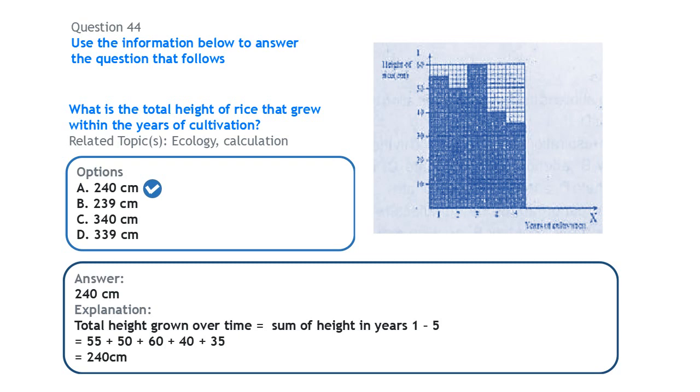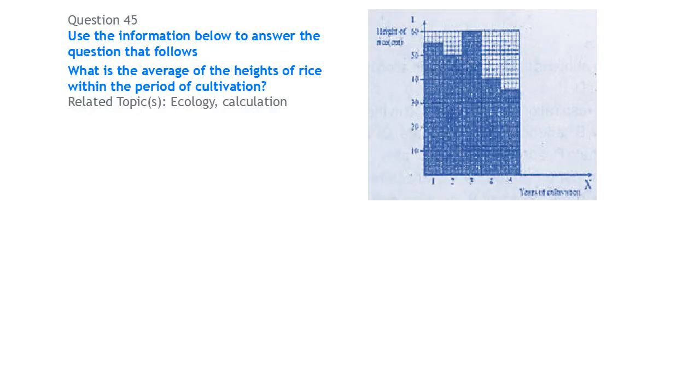So what we do is we basically sum up the height of rice that grew in each year. For example, in the first year we have, this is between 50 and 60, that will be 55. In the next year we have 50. In year 3 we have 60. In year 4 we have 40, and in year 5 we have 35. That's between 30 and 40. So we have 55 plus 50 plus 60 plus 40 plus 35, that is 240 centimeters.